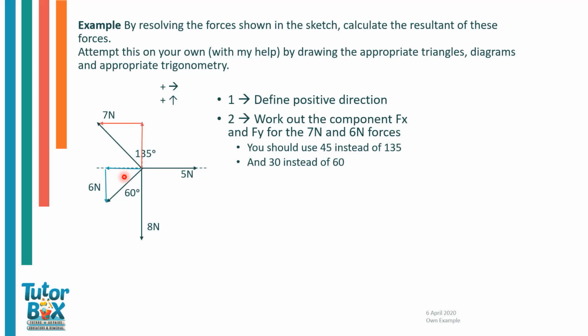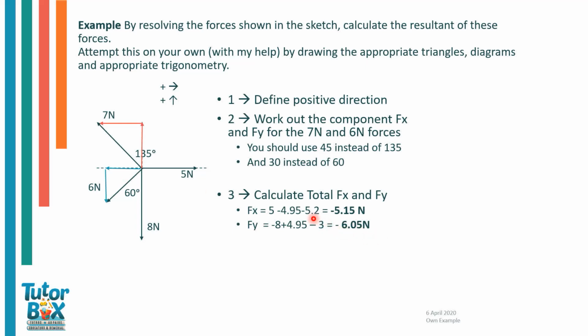So you should have used 45 and 30. I'm going to give you about 30 seconds to figure out your Fx and your Fy. We're going to say 7 times cos of 45 and 6 times cos of 30. Therefore, you should get 4.95 minus 5.2, and you should get negative 0.25 newtons.